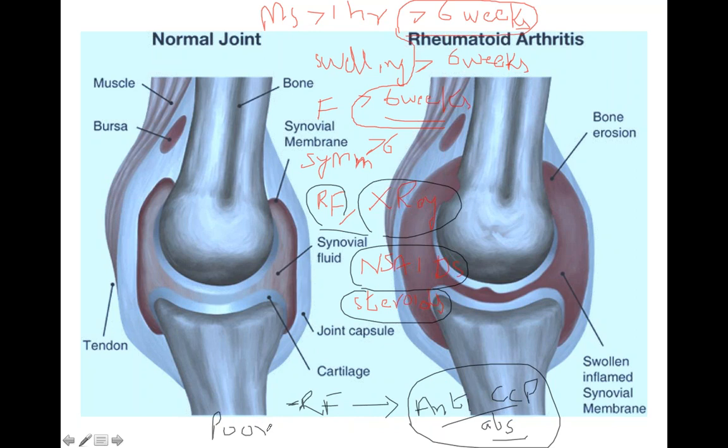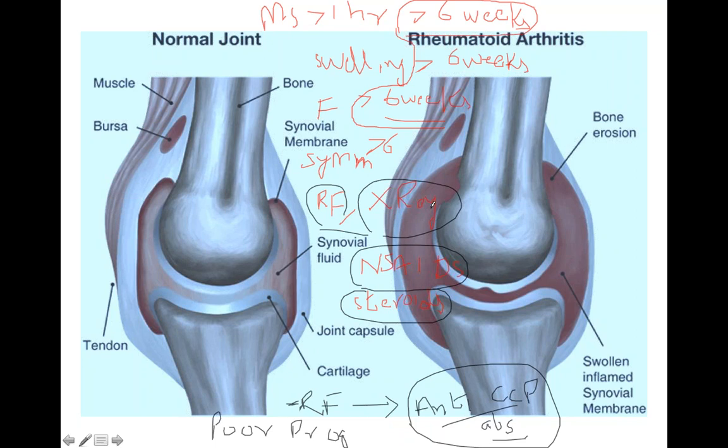The patient has advanced disease, poor prognosis. Okay, these things you have to remember. X-ray will show this swelling, and there is a narrowing of the joint. X-ray will show narrowing of the joint space, periarticular osteopenia, and destruction of the cartilage. So this thing is important.